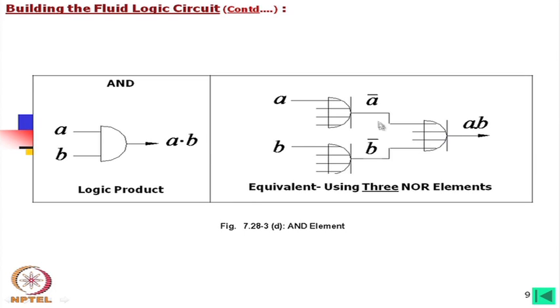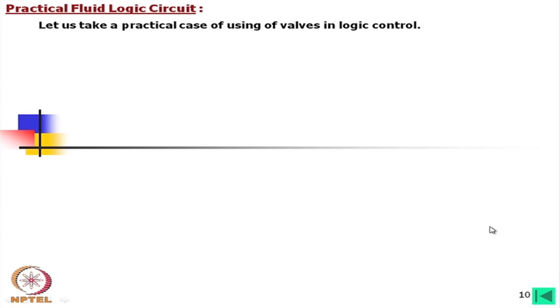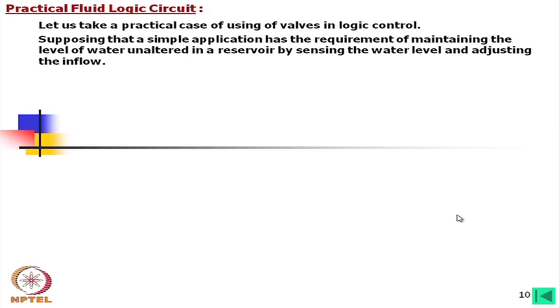At this stage, apparently, the output is A bar plus B bar, which again equals A dot B dot. Let us take a practical case of using valves in logic control. Suppose a simple application has the requirement of maintaining the level of water unaltered in a receiver, a reservoir, by sensing the water level and adjusting the inflow.